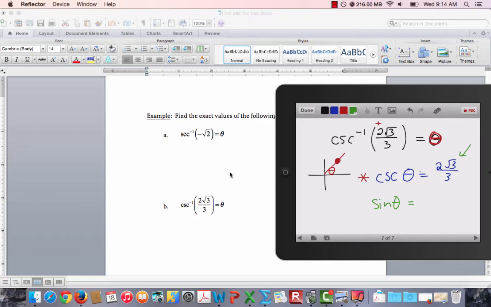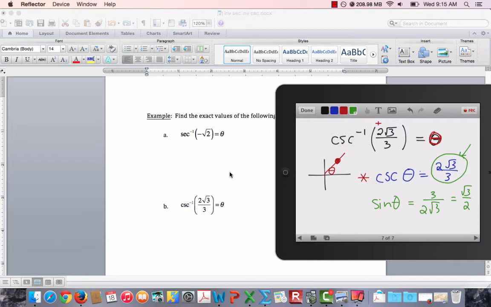So if I were to express this in terms of sine, I would want to be reciprocating this value, the 2 radical 3 over 3 value. So then it's going to look like 3 over 2 radical 3, and after we rationalize that denominator, it simplifies down to being something a little bit more familiar, radical 3 over 2.